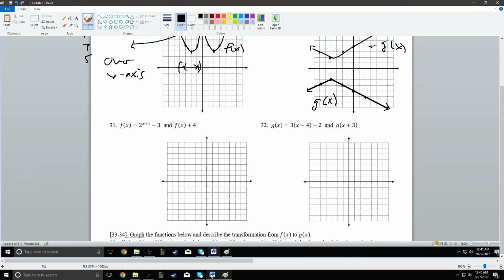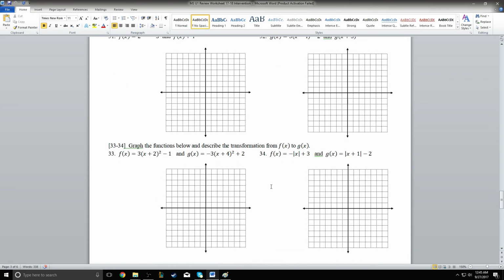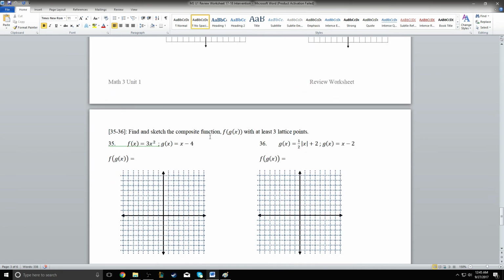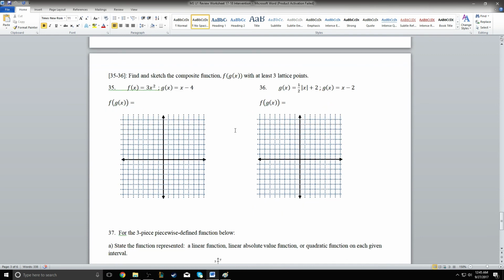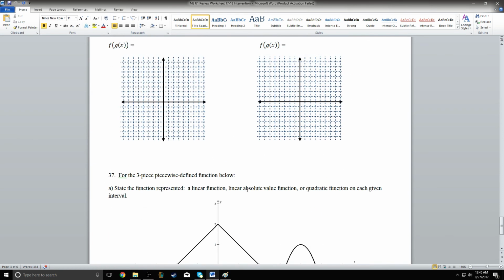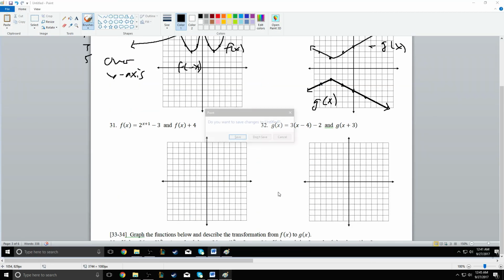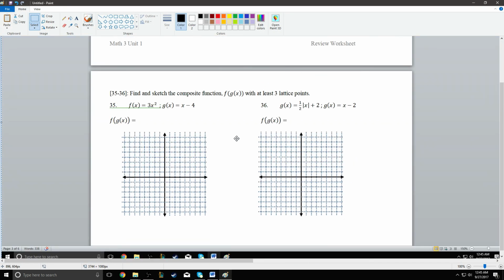Okay. I'm going to skip these two. I'm going to skip those two. Alright, let's see. Alright, almost done. I'm just going to do 35 and 36 and we're going to call it.